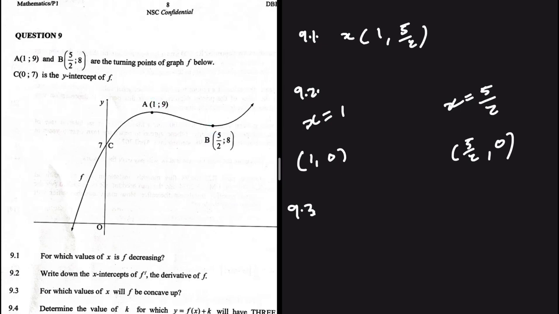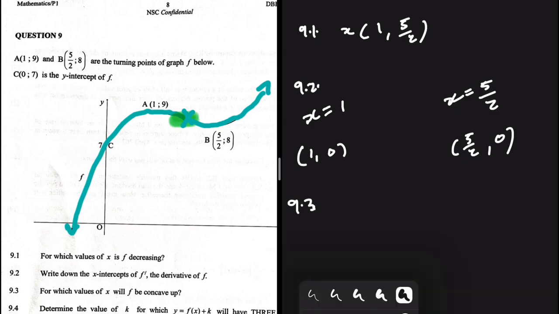And then 9.3, for which values of x is f concave up? So take a look at this. From here, right, up until somewhere in between here, it is concave down, as we can see. But the concavity changes. And then now it becomes concave up from this part up until infinity. So we need to find this point where the concavity changes. It is called the point of inflection.